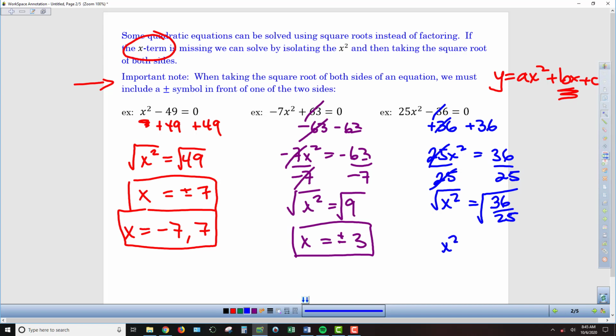And so when it comes to taking the square root of a fraction, we just take the square root of the top number and the bottom number separately.